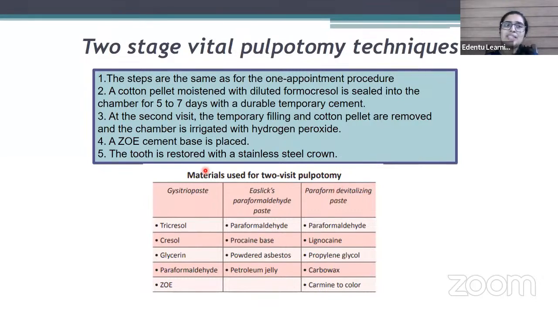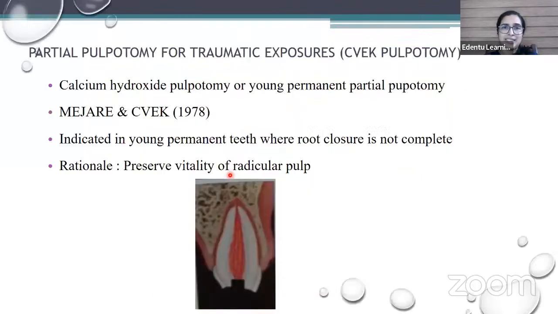And here the steps are the same as that of the one-appointment procedure. The difference is that a cotton pellet moistened with diluted formocresol is sealed into the chamber for a time period of 5 to 7 days with a durable temporary cement. At the second visit, the temporary filling and the cotton pellet are removed, and the chamber is irrigated with hydrogen peroxide. Followed by that, we go with the zinc oxide eugenol based cement, and the tooth is restored with a stainless steel crown. Okay, so this is regarding the two-stage techniques.